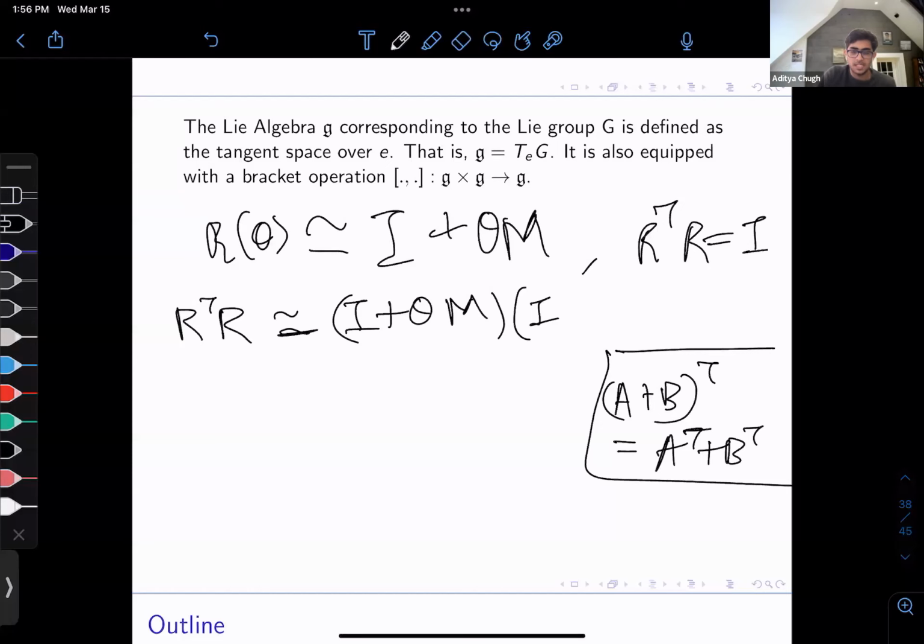And the transpose of the identity is just the identity. So here we apply the transpose to the matrix M. And this would be.